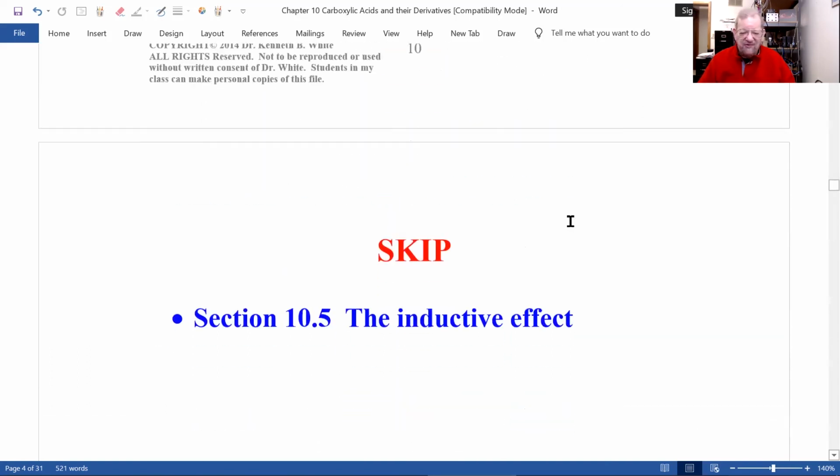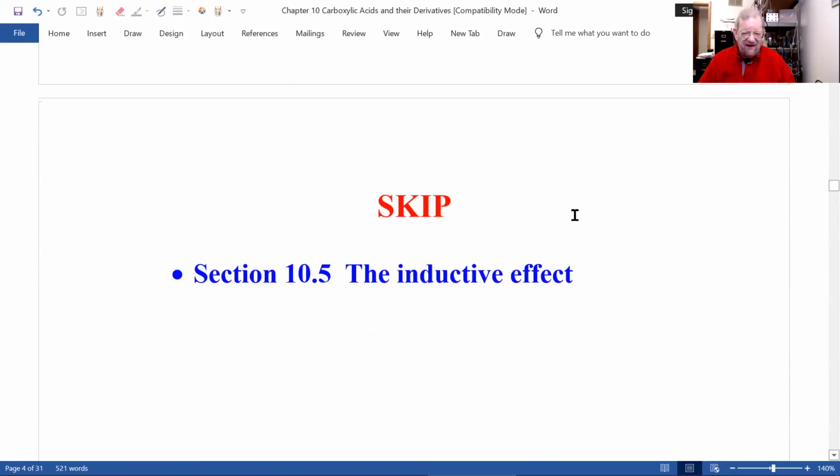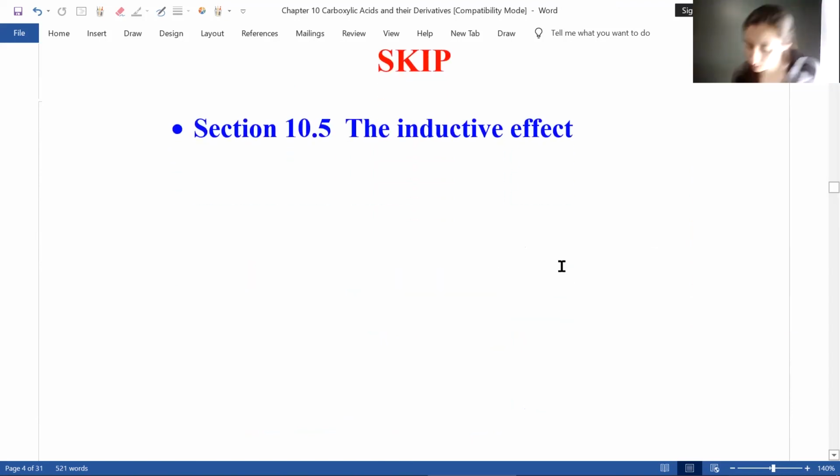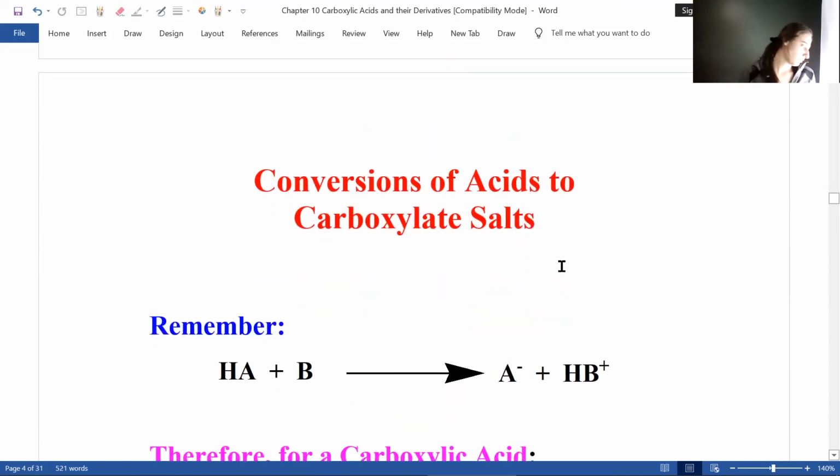If you're reading a book, I'm skipping section 10.5. Aren't you glad I told you you didn't need the book? All right.